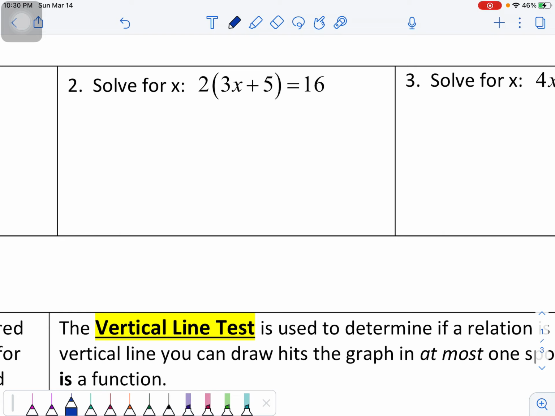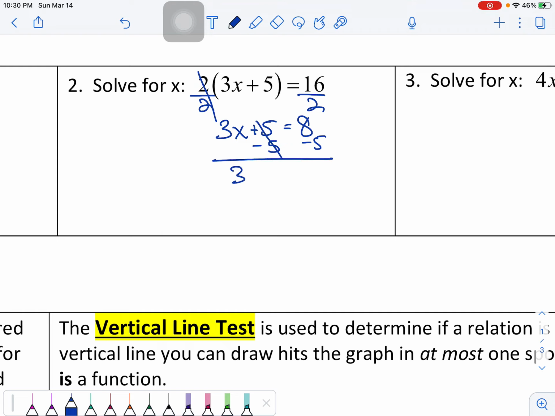There's actually a couple ways you could solve this one as well. You could distribute here and then get x by itself. I'm actually going to go ahead and just divide both sides by 2 first. So this expression, then 3x plus 5 would be left over. 16 divided by 2 is 8. I'm going to subtract 5 from both sides. So 3x equals 8 minus 5 is 3. Divide both sides by 3. X is equal to 1.